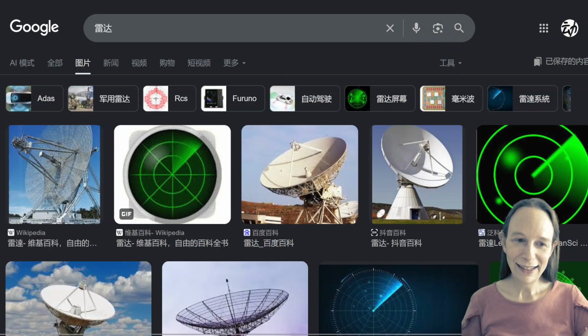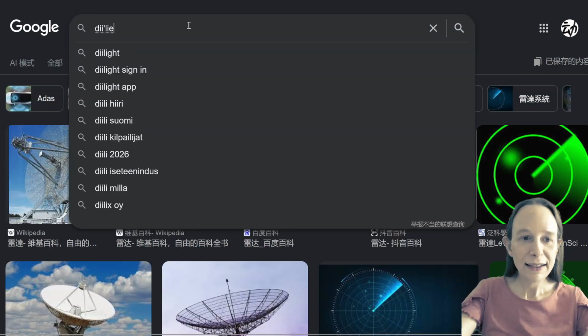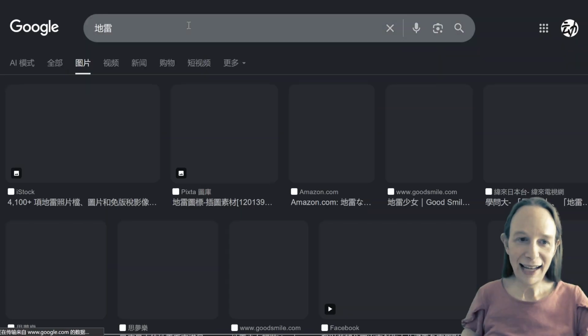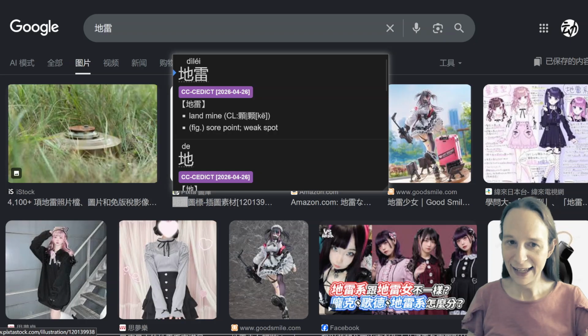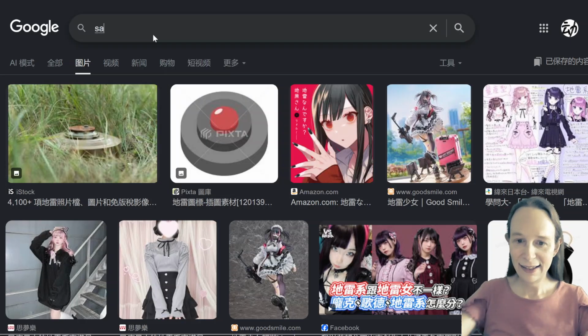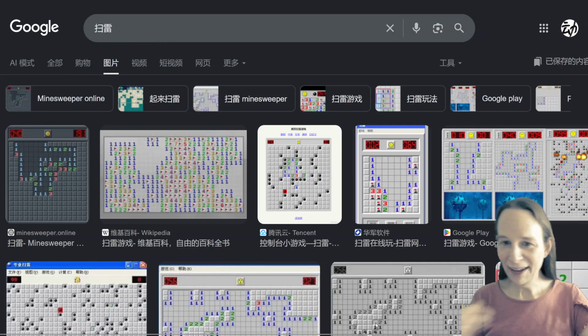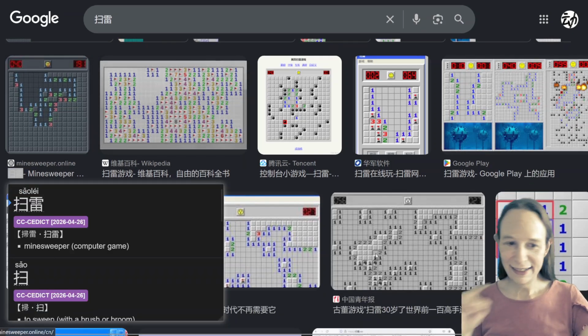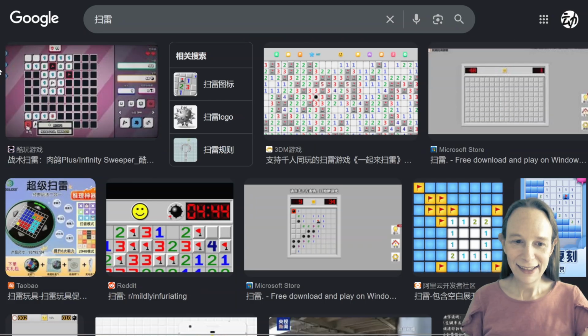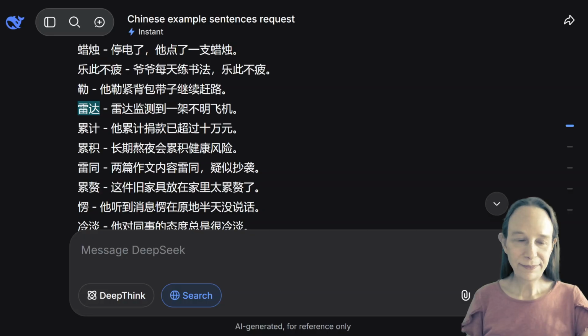LADAR. Yeah. Delay. 地雷 is a landmine, 地雷, and 扫雷. 扫雷 is both this game called Minesweeper and the act of sweeping mines, 扫雷. Anyway, 雷达. 雷达监测到一架不明飞机. Right. So yeah, the radar is observing an unclear aircraft.